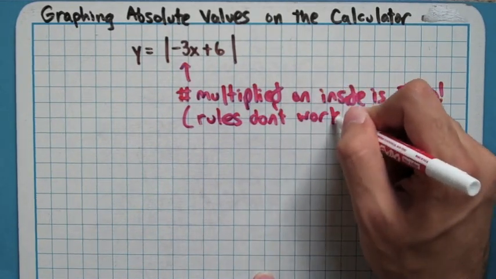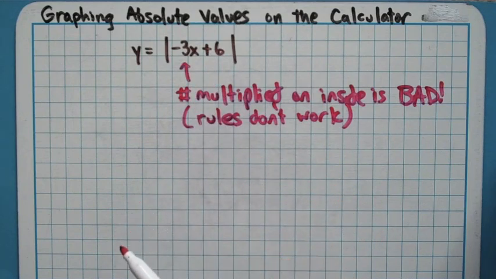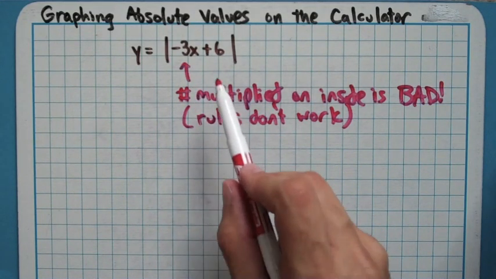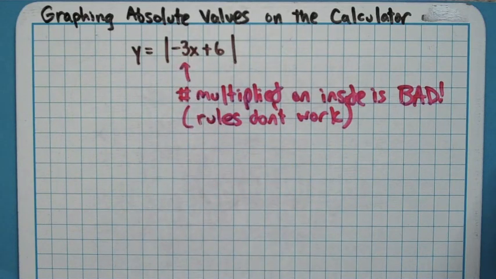So anytime you see a number being multiplied on the inside with x, that's not good news because our nice rules, like this does not go left 6. It doesn't work like that when you have a number being multiplied on the inside. There is a workaround for that, but at this point in the school year, I don't think I'm going to go into that. That's something that'll be best served later on after we've learned a little more about factoring and so on. It's just not worth it right now.